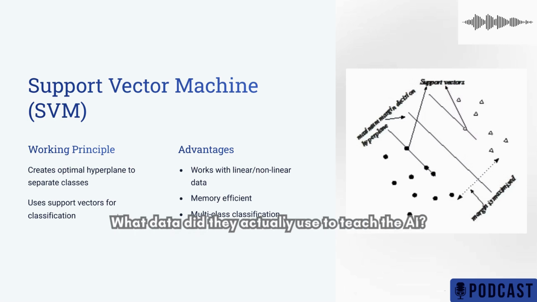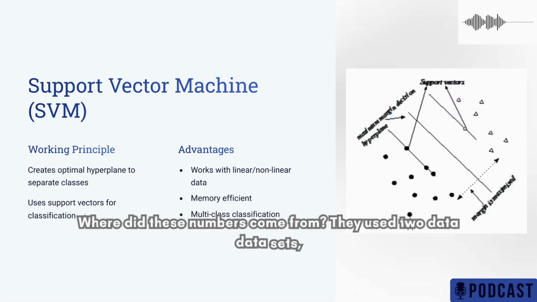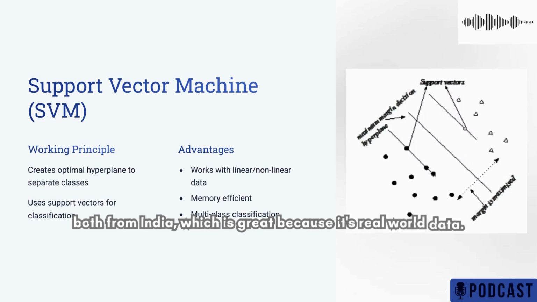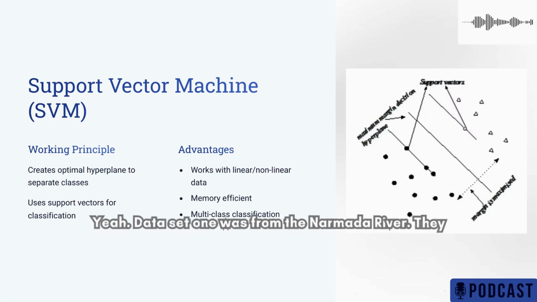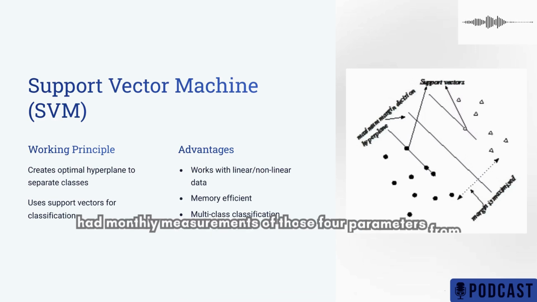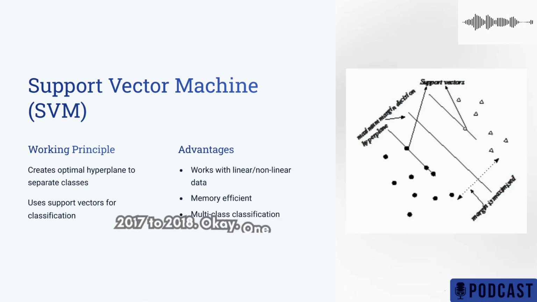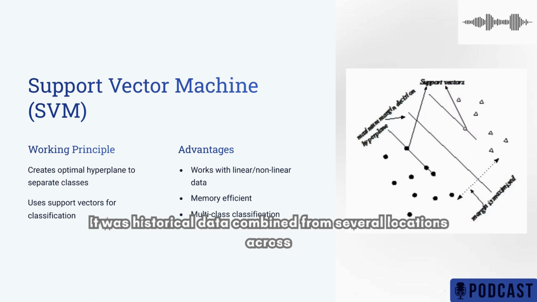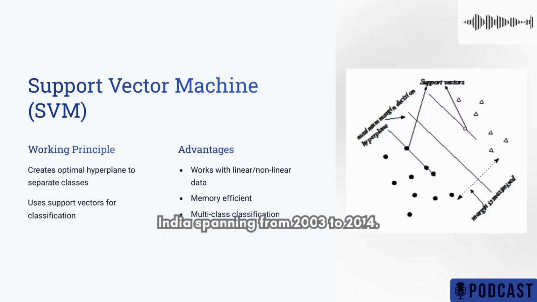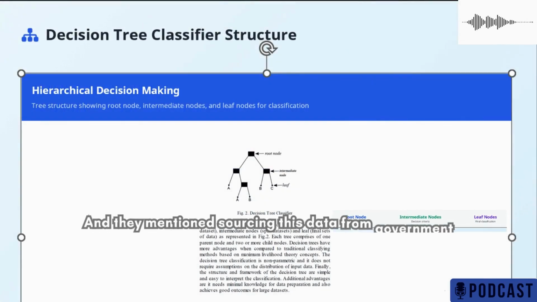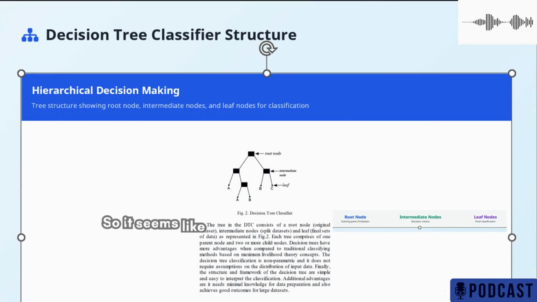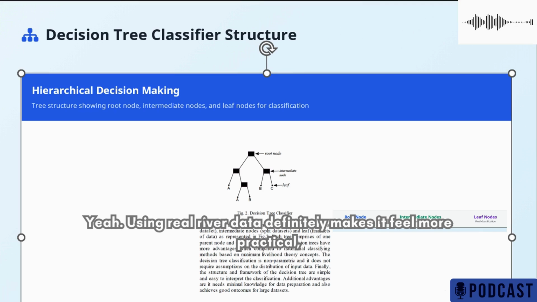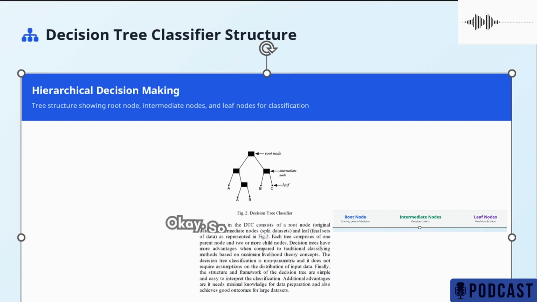What data did they actually use to teach the AI? Where did these numbers come from? They used 2 data sets, both from India, which is great because it's real-world data. Yeah. Data set 1 was from the Narmada River. They had monthly measurements of those 4 parameters from 2017 to 2018. Okay, one river over a year or so. Right. And data set 2 was bigger. It was historical data combined from several locations across India, spanning from 2003 to 2014. And they mentioned sourcing this data from government websites, so it seems like it's based on actual environmental monitoring efforts. Yeah, using real river data definitely makes it feel more practical, doesn't it? Not just some theoretical exercise. Okay, so we have the problem.